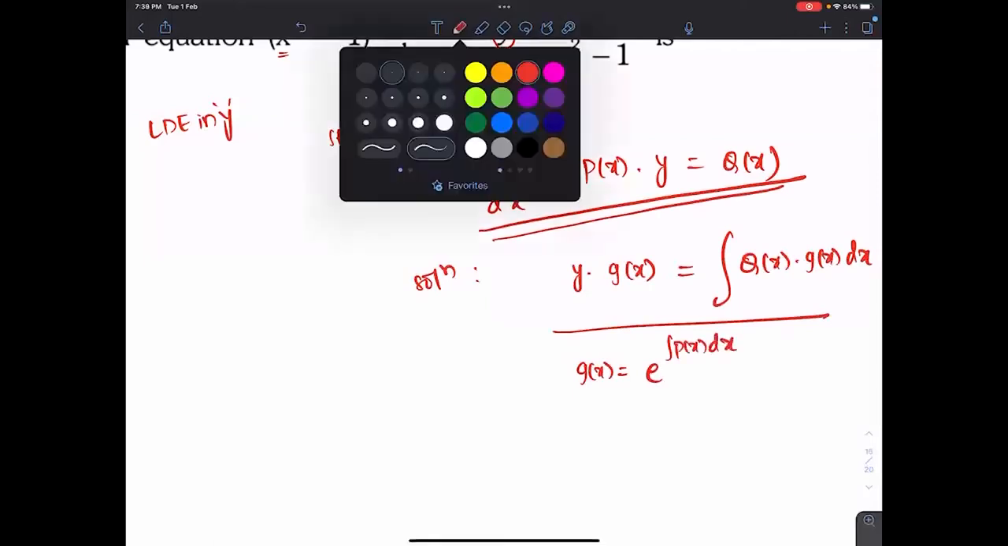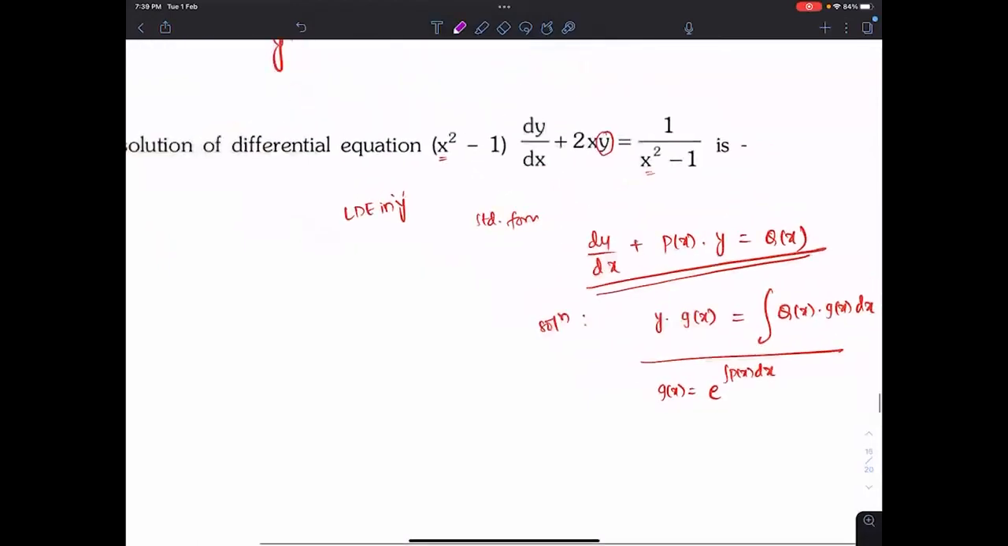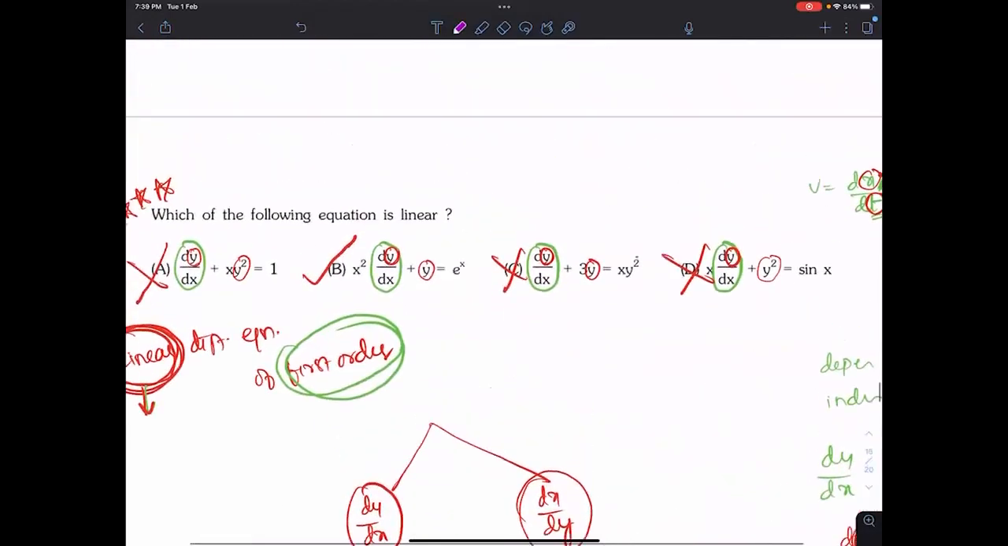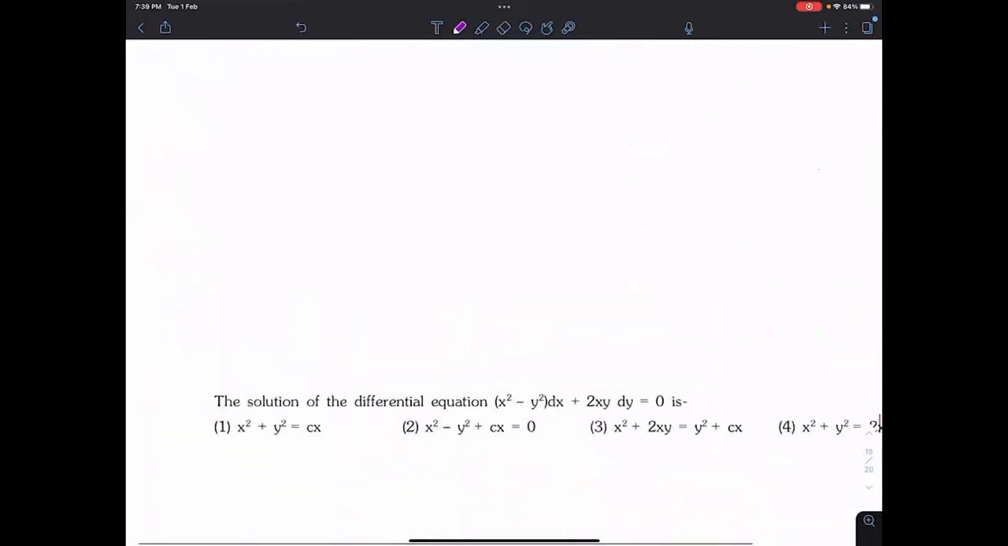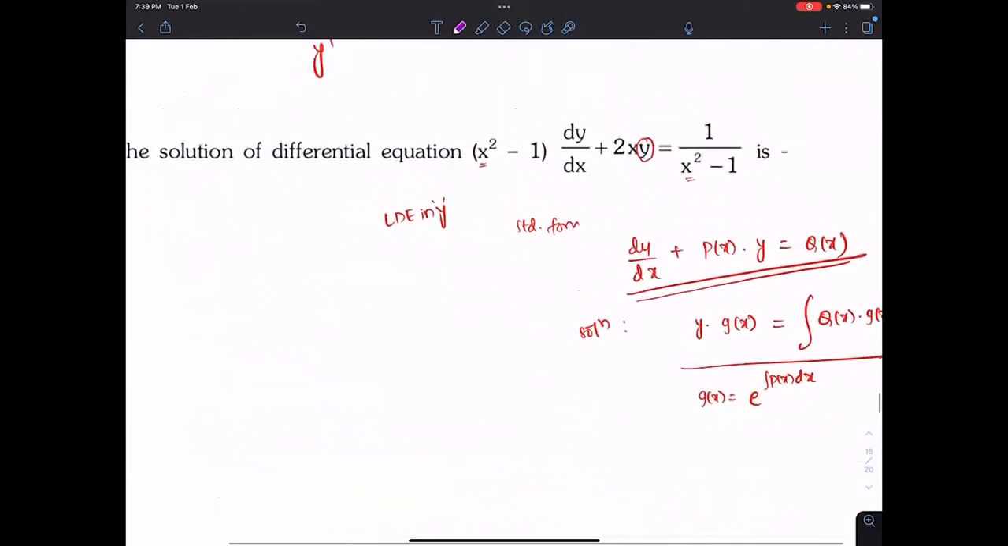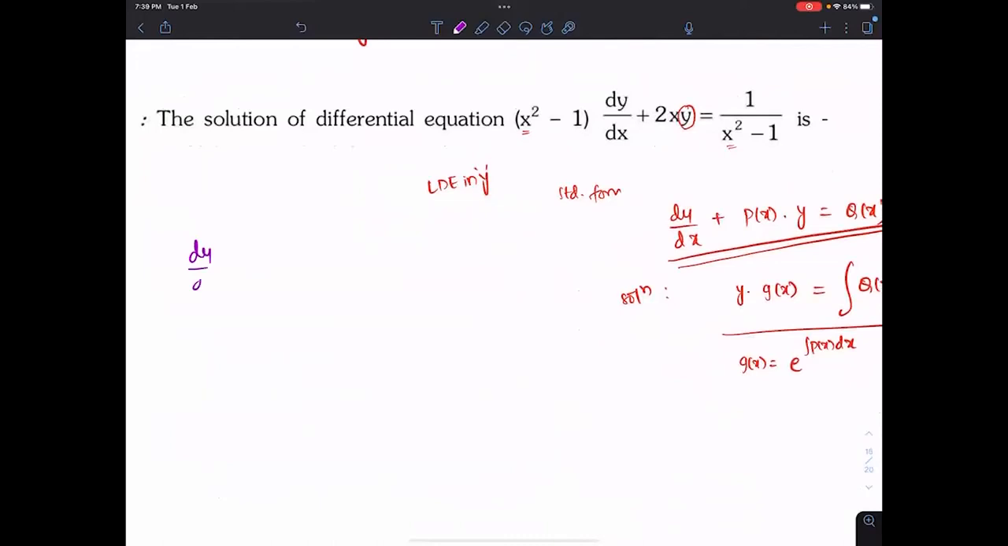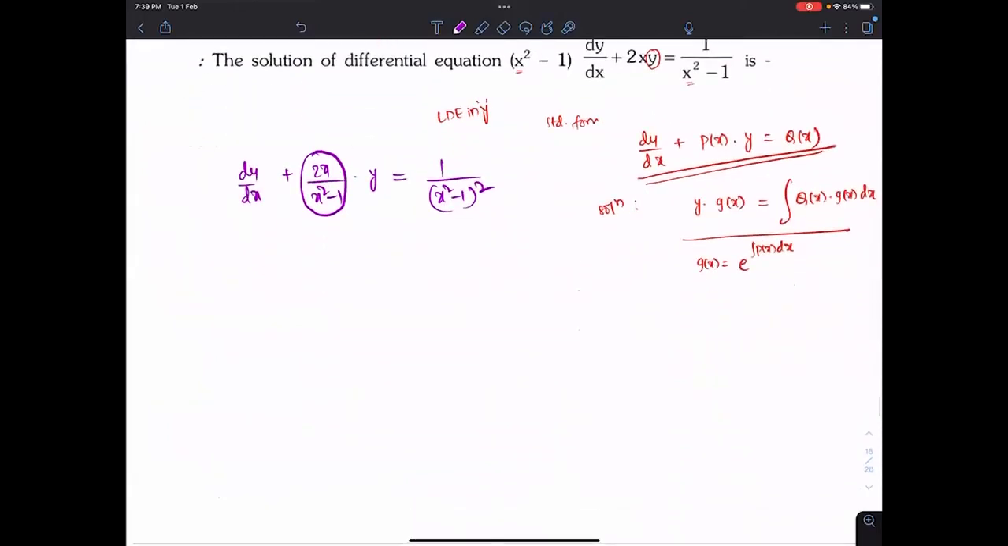Okay. Now let us see for this one. Let us take one simple example, or even simpler than this. Let us proceed with this one: dy/dx + 2x/(x² - 1) into y is equal to 1/(x² - 1)². Now what is p of x? This one. So first you find g of x, that is the integrating factor. What is g of x? It is e to the power integral 2x/(x² - 1) dx, which is e to the power, what is that integral?